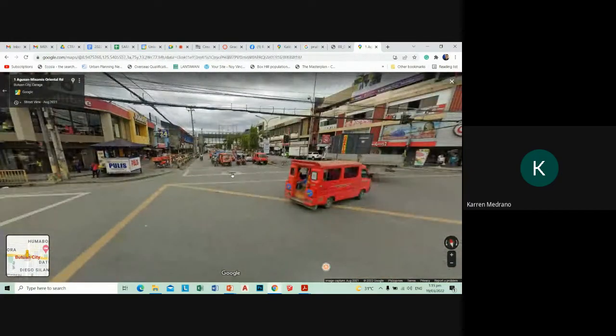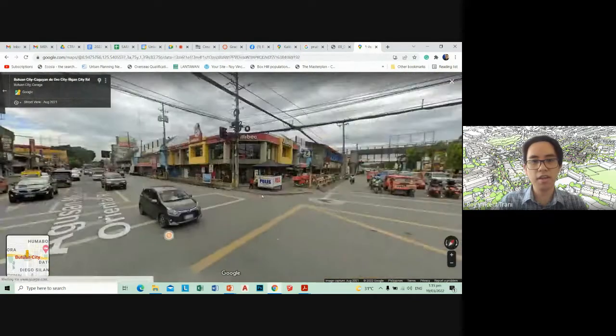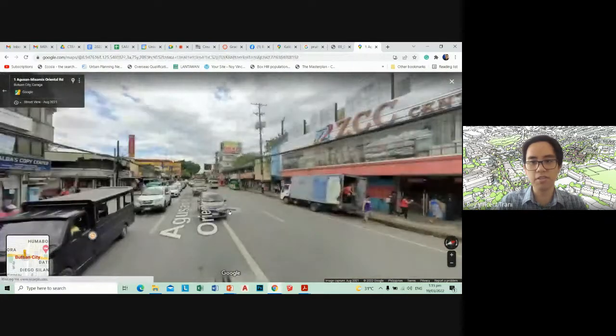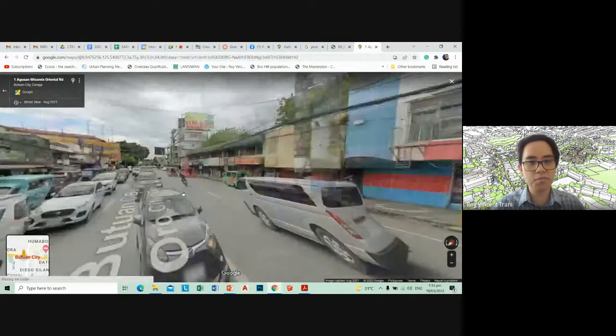Department of Human Settlements and Urban Development, sir. Human Settlements? Okay. Yes sir. So I think a good way would be to raise awareness, maybe through social media, something like that. It looks pretty good.